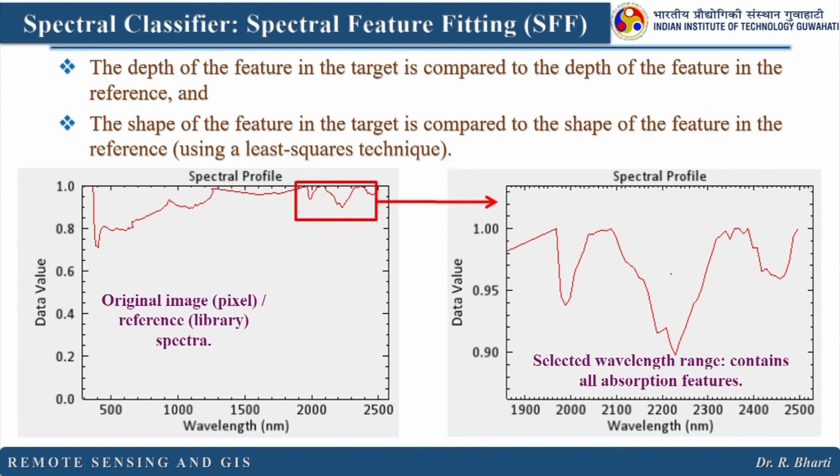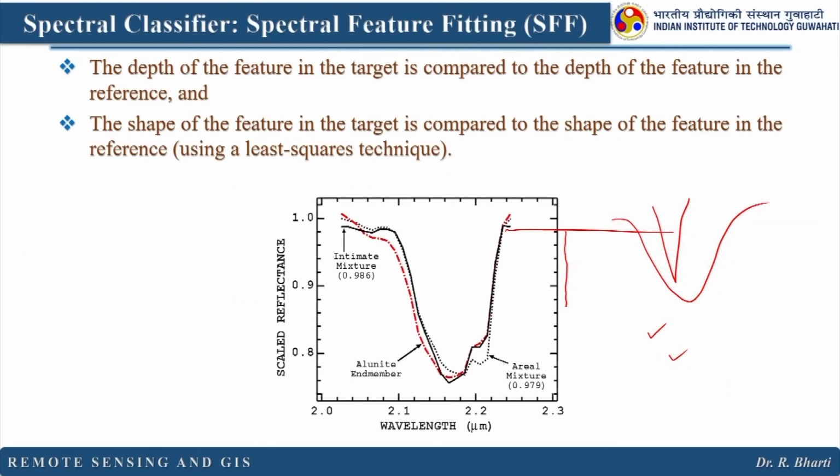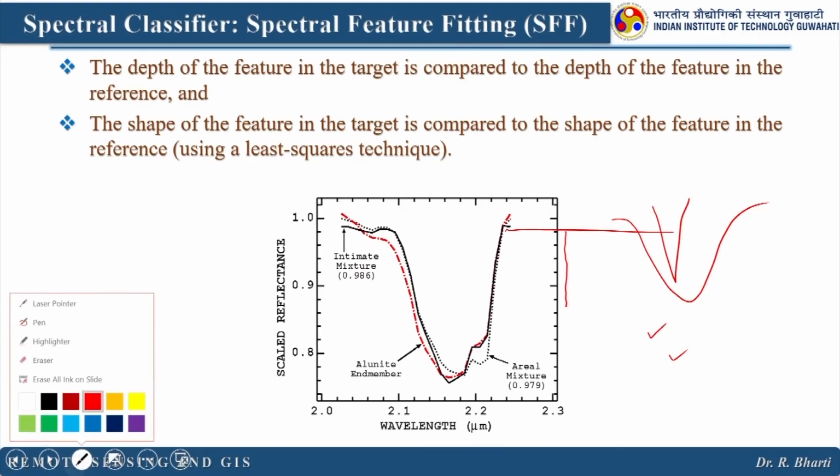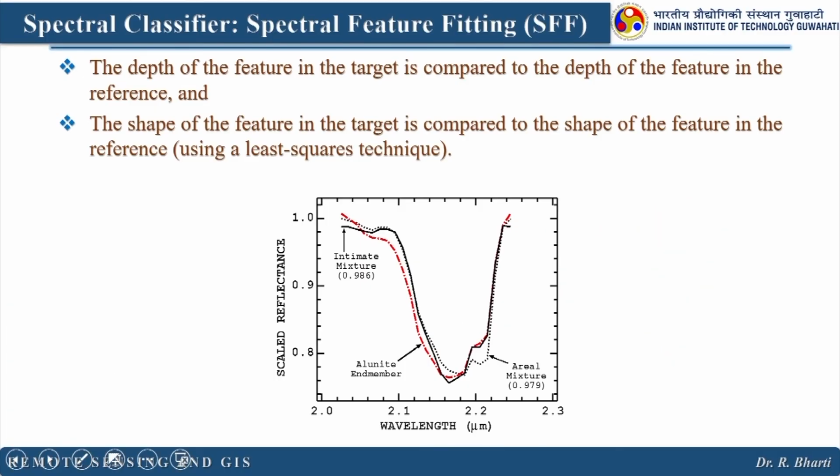So, what is the shape? Whether it is having two troughs at different positions, that is the shape, and whether it is sharp or broad, and then what is the depth of absorption, from the 1 line. Those two things will be compared in SFF, and finally you will be able to identify the end member which is similar to your image spectra.